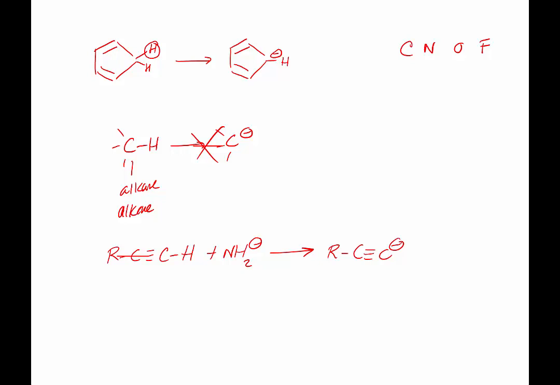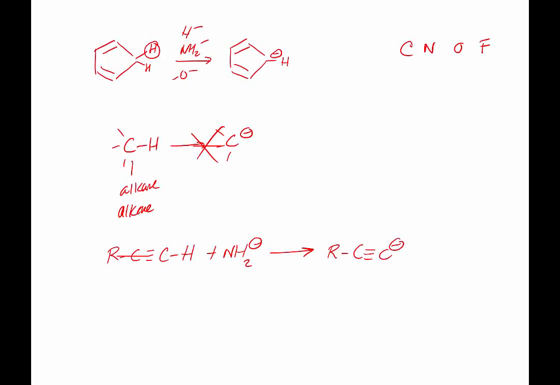but not for cyclopentadiene. For cyclopentadiene, I can use NH2 minus. I can use hydroxide. I can use an alkoxide. I might even be able to use bicarbonate, although I wouldn't. Sure, any alkoxide. So I could use H minus, I could use NH2 minus, I could use any kind of O minus to deprotonate that hydrogen on the cyclopentadiene. It's really easy to do.